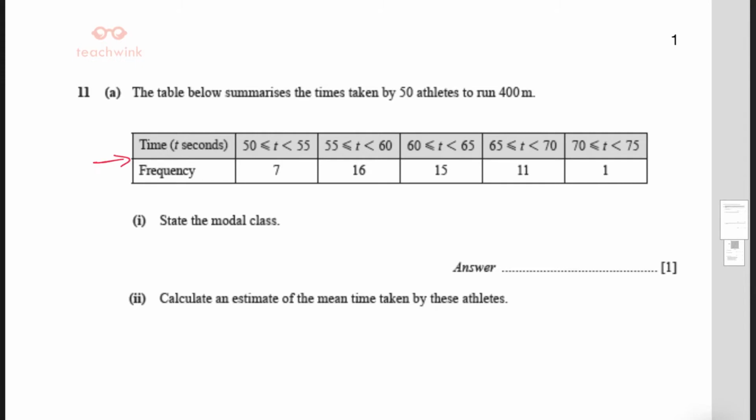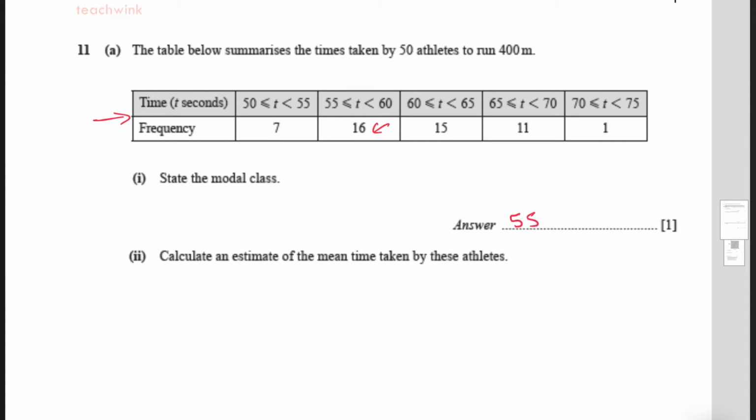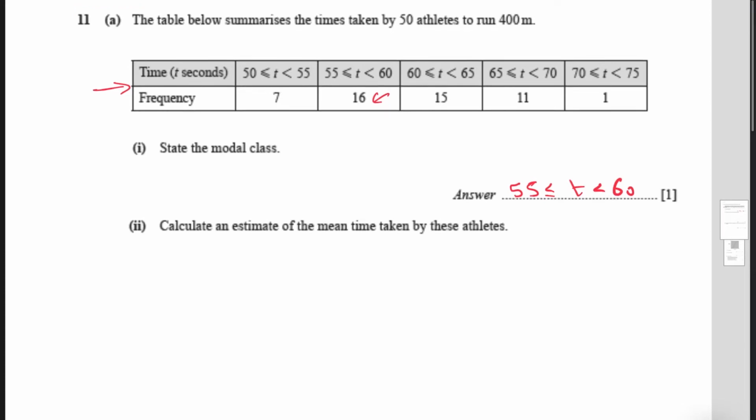Part A1 says state the modal class. Of course, the modal class would be the one with the highest frequency, which of course is this one right here. So the modal class would be 55 is less than or equal to t, which is less than 60. Okay. Part A2 says calculate an estimate of the mean time taken by these athletes.